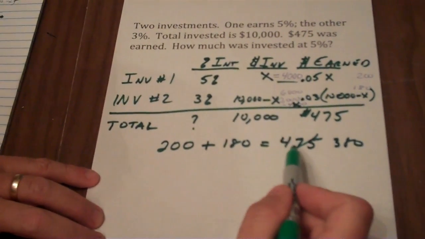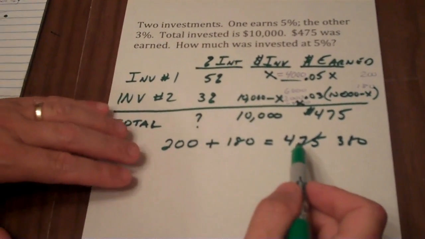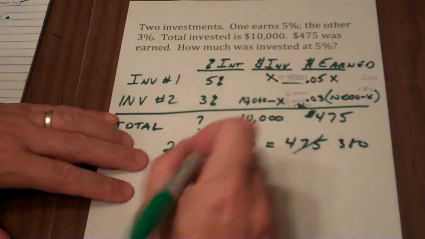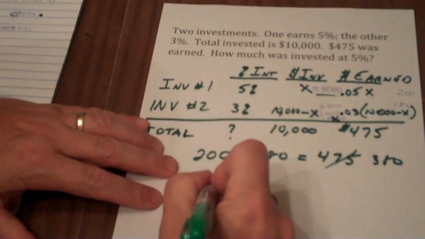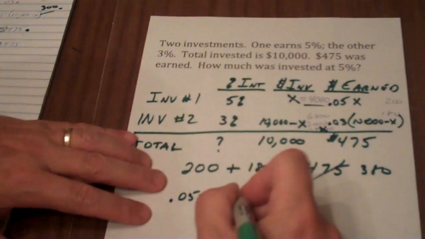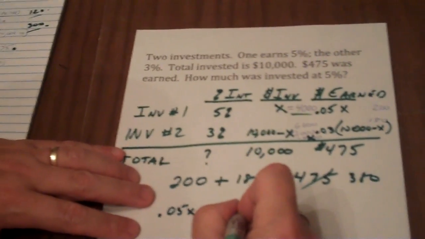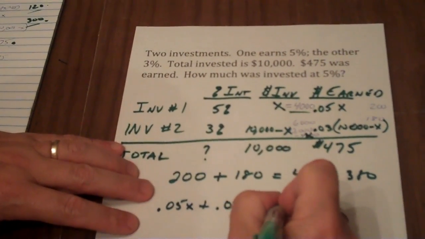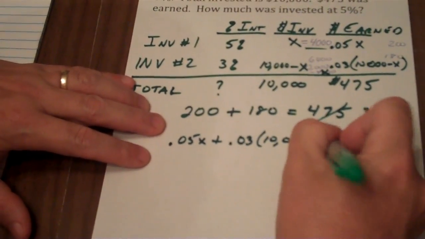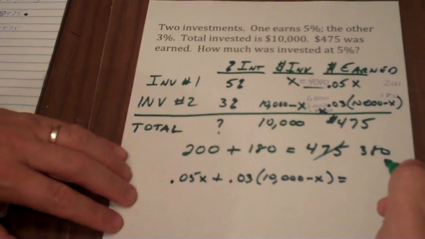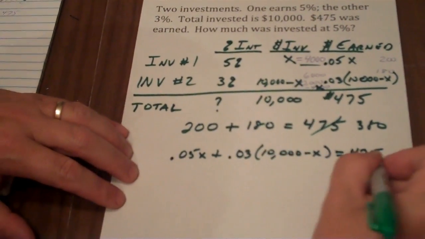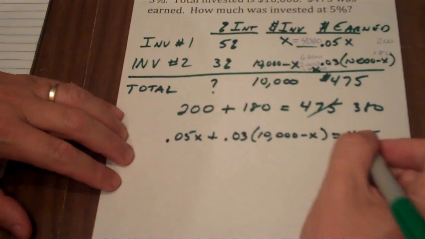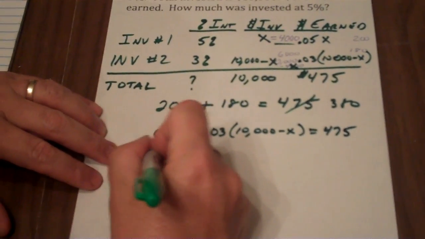This relationship should have been true. So in this case, it wasn't really a 200. What was the algebra there, Luann? 0.05 times X. Plus, what was the algebra for the 180? 0.03 times 10,000 minus X. Gives us what the total dollars earned really was. 475. And by solving this equation, we should now actually be able to come up with our answer.